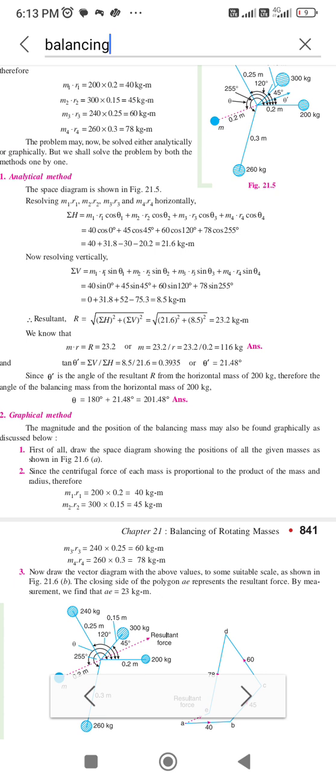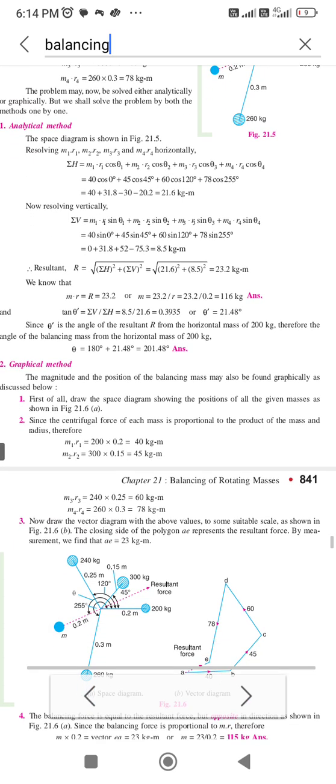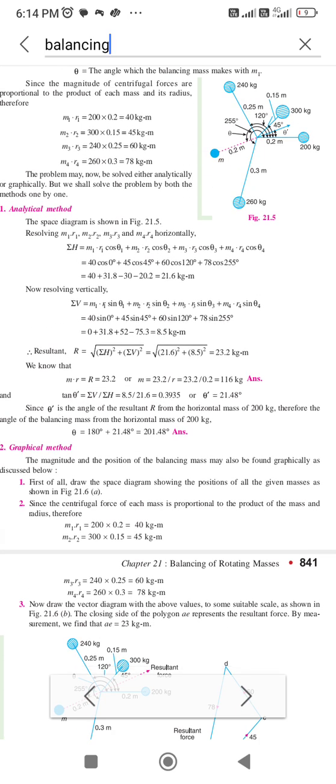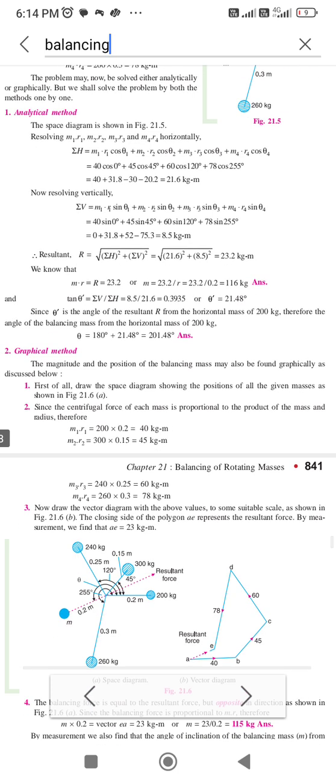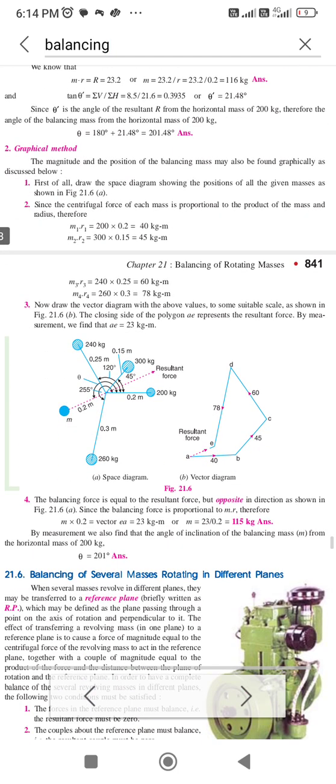If you know the theta value, then only we will get the balancing mass position. In this problem, the theta value is 21.48. For the balancing, we have to put this balancing mass in the opposite direction, that is 180 degree apart. So 180 degree plus 21.48, finally we get 201.48 degree. So this is the analytical method. Next is the graphical method.